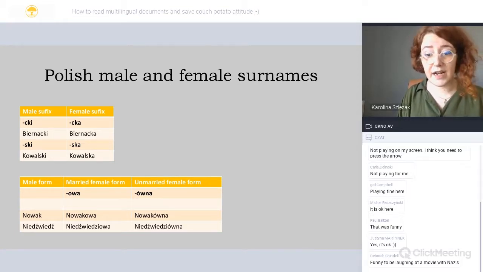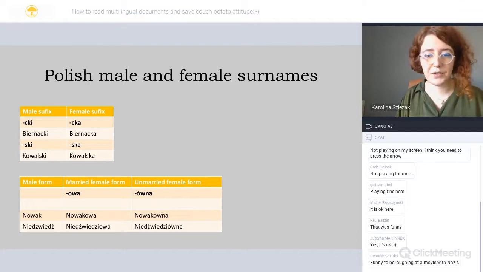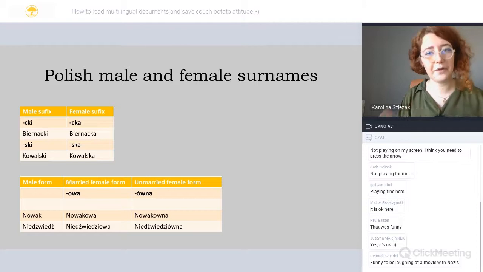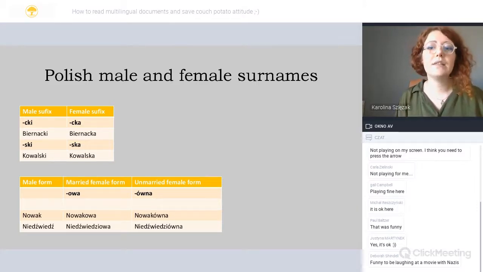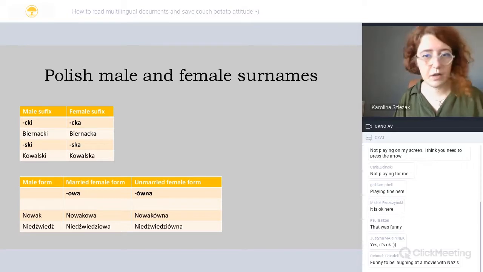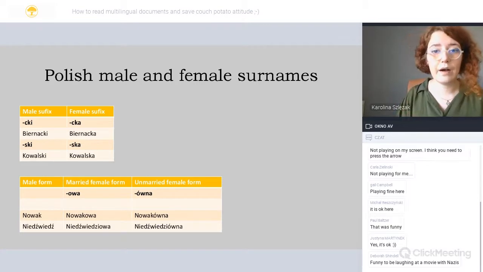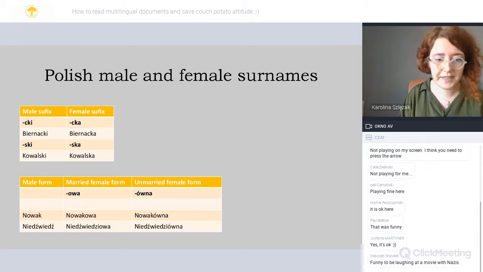And there is another thing on Polish surnames, which refers mostly to some Polish surnames from the interwar period, let's say pre-war times, that we can meet in the documents, and this can also give us information about whether the lady is already married or whether she is single.